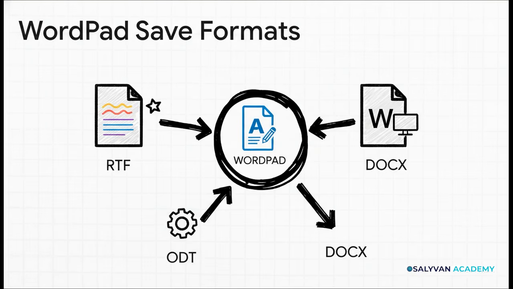Now, WordPad is pretty cool because it gives you a few different ways to save your file. RTF is the default, and that'll keep all your bolding and font choices intact. But say you need to send this to someone using open source software like LibreOffice, well, then you'd pick ODT.